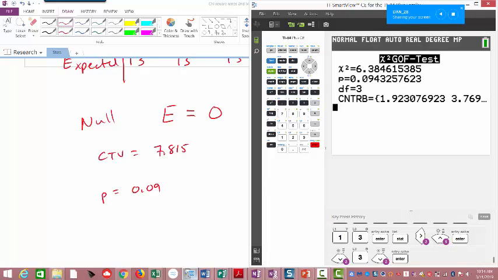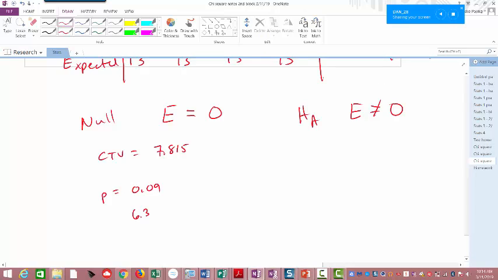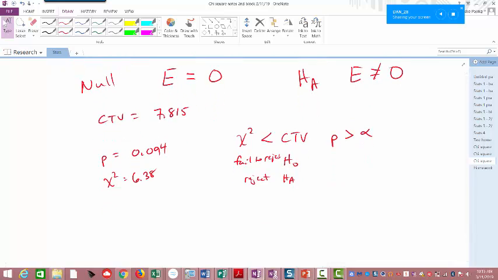and .38 for my chi-squared. So my chi-squared is less than my critical table value, and my P is greater than my alpha. So what do I do with my null? Fail to reject. So what do I do with my HA? Reject. So research hypothesis, well, it depends.